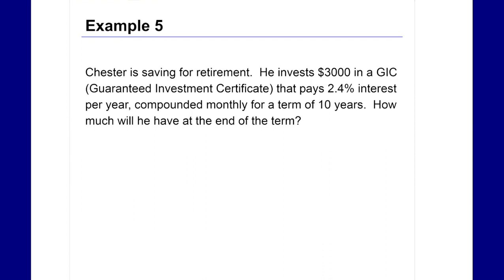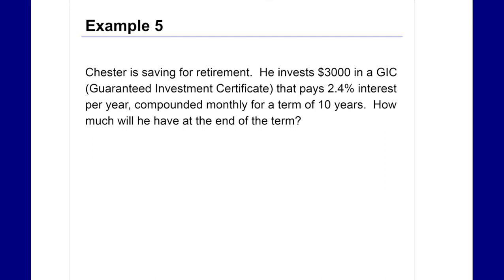And one last example, so this is going to be looking at something where we have a compounding period that's different than a year. Chester is saving for retirement. He invests $3,000 in a GIC, which is a guaranteed investment certificate. Basically, you put money in and you leave it in for the term and you're guaranteed a certain percentage to come out. So it pays 2.4% interest per year, compounded monthly for a term of 10 years. How much will he have at the end of the term?